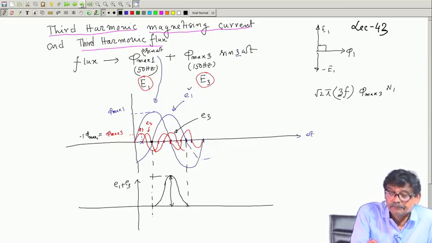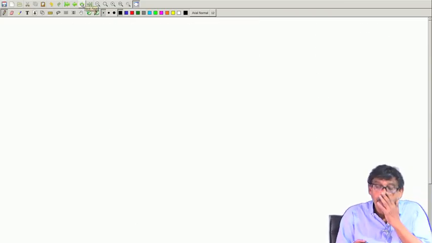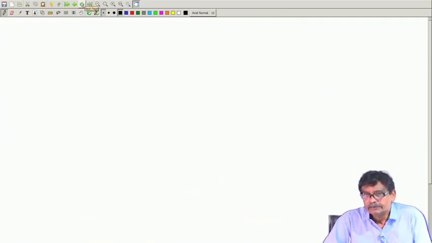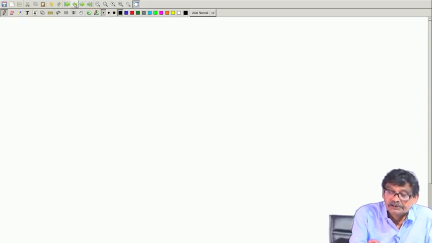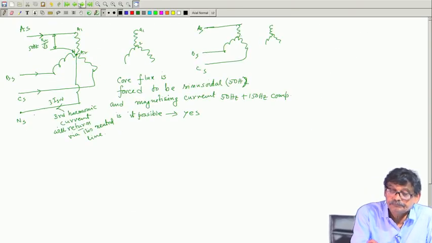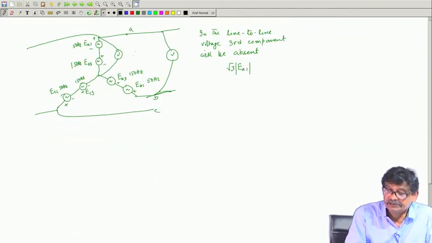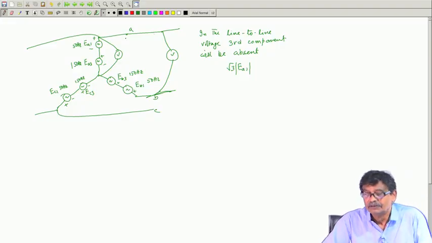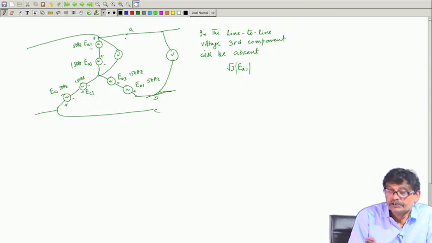So, this is the thing. Now, we have discussed star-star connection, star-star without neutral connection, that we did last time. This was the situation: across phases voltages come, across lines no 150 hertz component, because third harmonic voltages will be cancelling out in the lines, because they are cophasal.